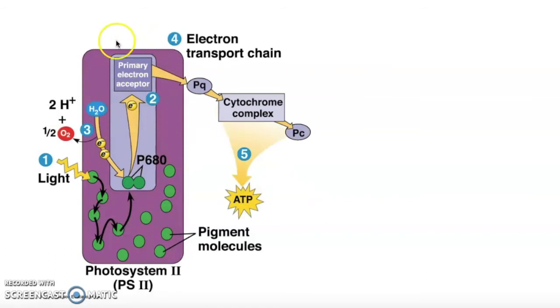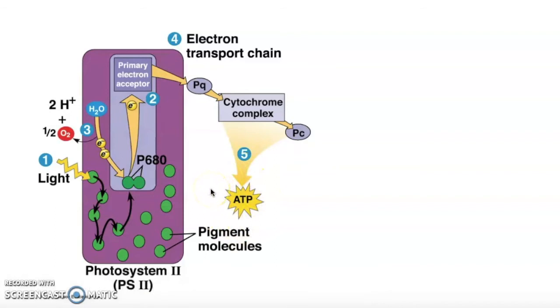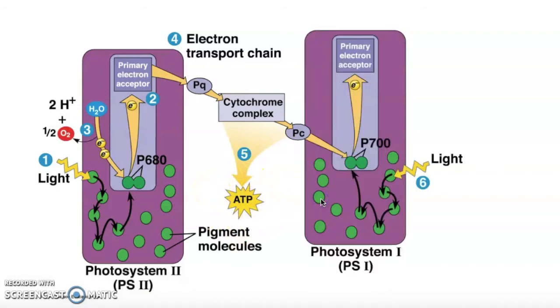So after the primary electron acceptor has electrons, those electrons are going to fall down the electron transport chain, and in this first electron transport chain, it actually creates some ATP. And so that is energy that's going to be used later on in the Calvin cycle. Then we arrive at photosystem 1, and so the electrons fall down the electron transport chain, and they end up in the special pair of chlorophyll A molecules. This is known as P700.